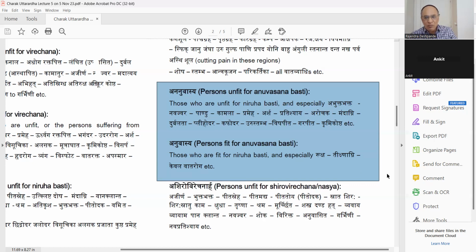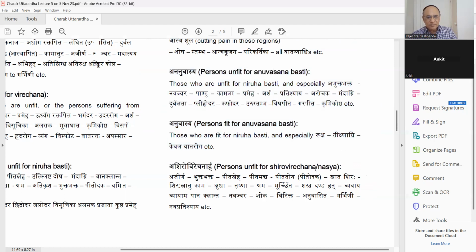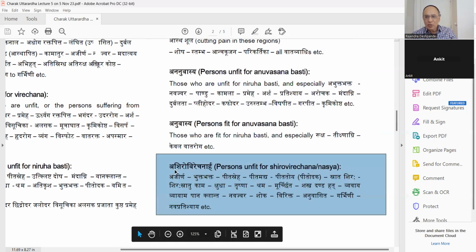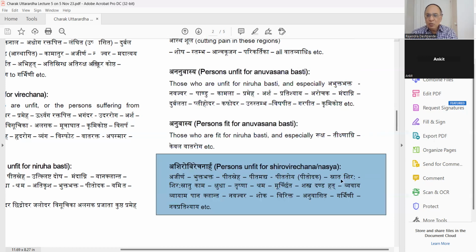Okay. Now we will go further for the Nasya. Here you can see, Shiro Virechana. These people are not good to give the Nasya. Ajirana. Obstruction is there, indigestion is there. Then Pitamadya, Pitodaka, Snatashira Shirstatu, Kama Kshudha. That means excessive sexual activity. Then Kshudha, excessive hunger, excessive thirst, very much tired.